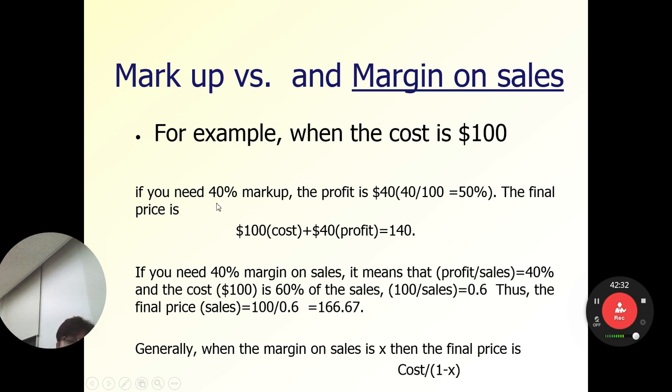So if you need 40% markup, when we say markup, it is 40% of the cost. Cost is 100, so the final price is going to be the $100 cost plus 40% of this cost, which is $40. So the final price is going to be 140.